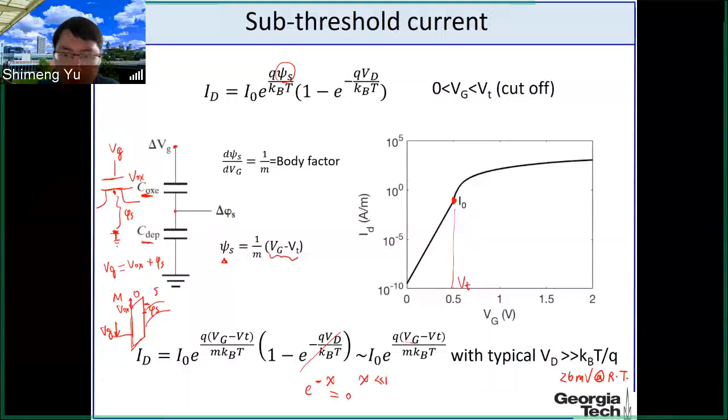So I don't require the derivation of the equation here, but I want you to know the conclusion we draw here. That is, below the threshold, the drain current exponentially depends on the gate voltage. And if you draw the log scale of the drain current versus the gate voltage, you will have this straight line below the threshold. Any questions here?